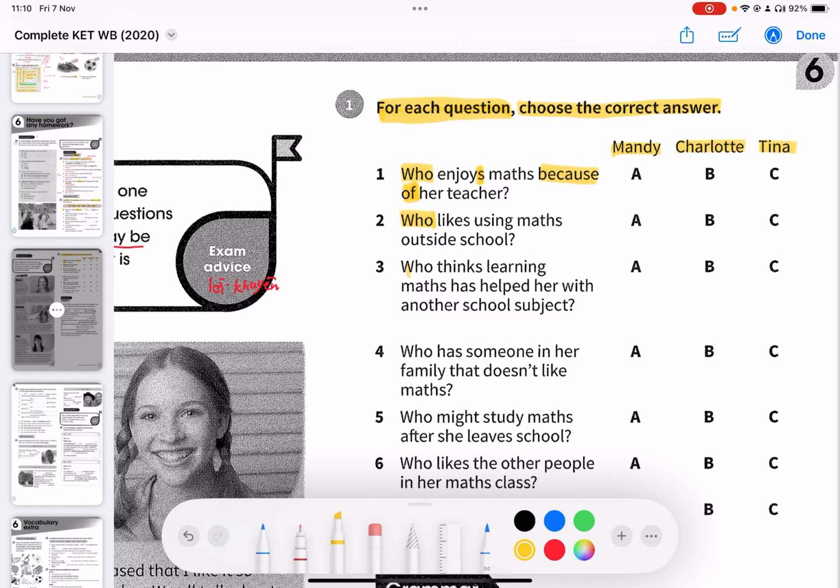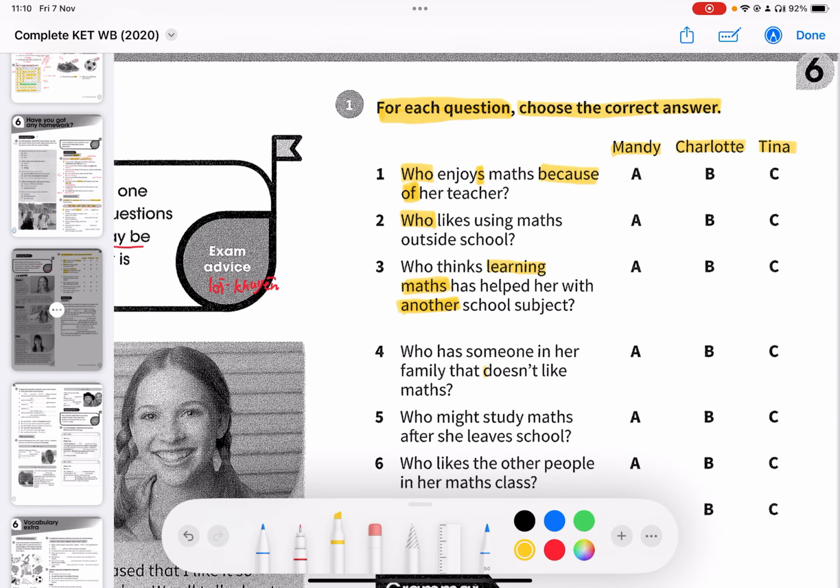Number 3. Who thinks learning maths has helped her with another school subject? Another school subject. Number 4. Who has someone in her family that doesn't like maths?